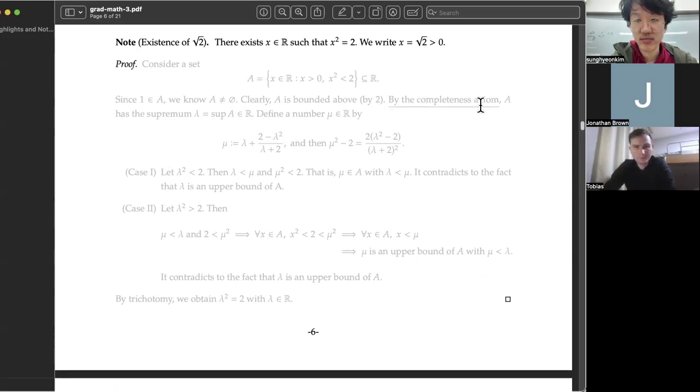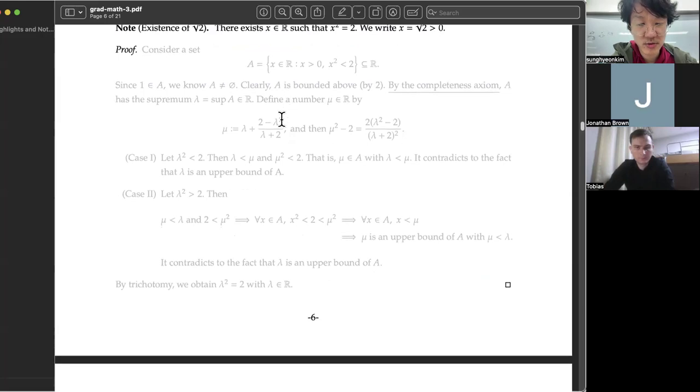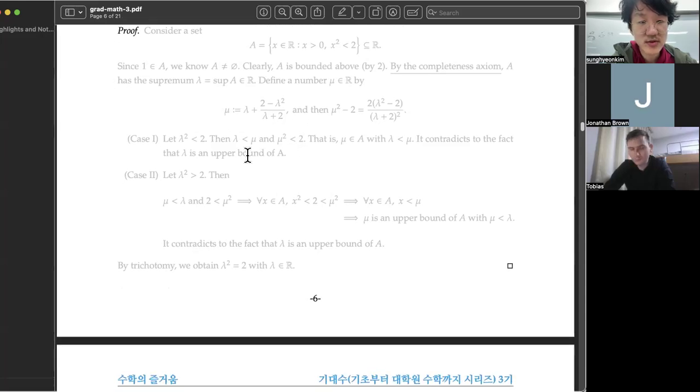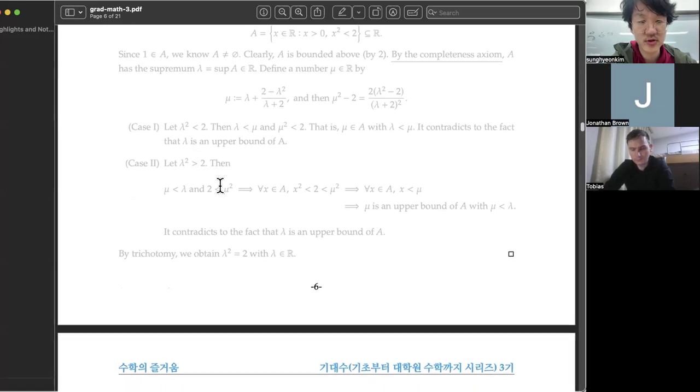I think we use the completeness axiom. We haven't learned the completeness axiom yet, so I will pass it for now. If I just try to understand it intuitively, it is defining a number u, which is like this, which consists with lambda. So we are showing lambda squared is smaller than 2. So u squared is smaller than 2.